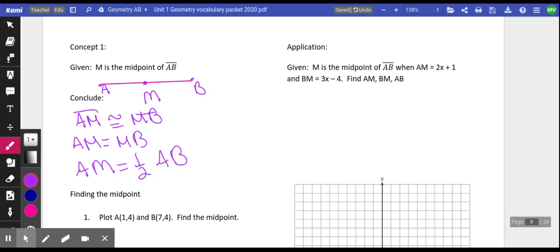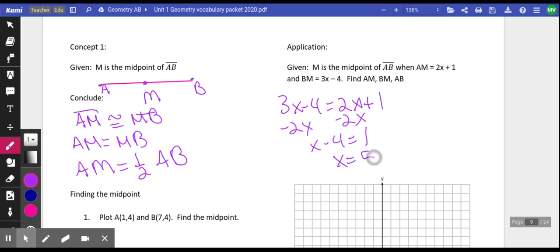So the application, given that M is the midpoint of AB and AM equals 2x plus 1 and BM equals 3x minus 4, find everything. So I know that AM equals MB or BM. So that means 3x minus 4 is equal to 2x plus 1. I solved that algebraically, and I get x equals 5.